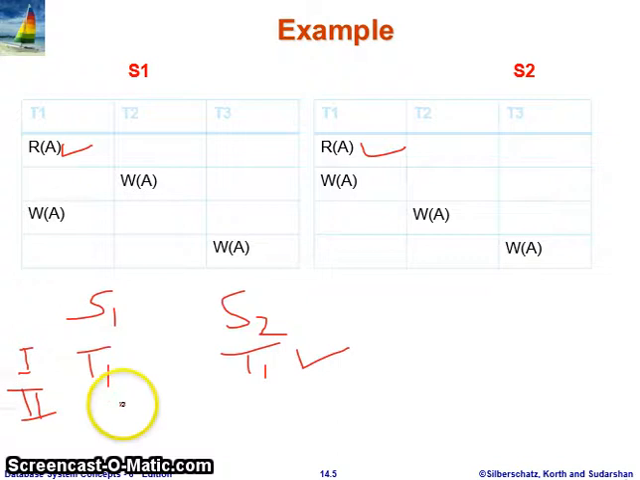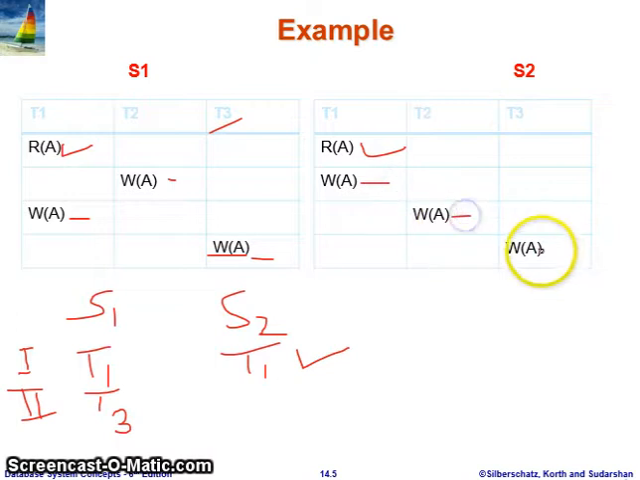Our second condition is which transaction is writing last for data item A. Here there are three write operations in schedule S1, and the operation performed last belongs to transaction T3. So T3 is writing last for data item A. In schedule 2, there are three write operations on data item A, and the one executed last is this one. So we can say transaction T3 writes last.